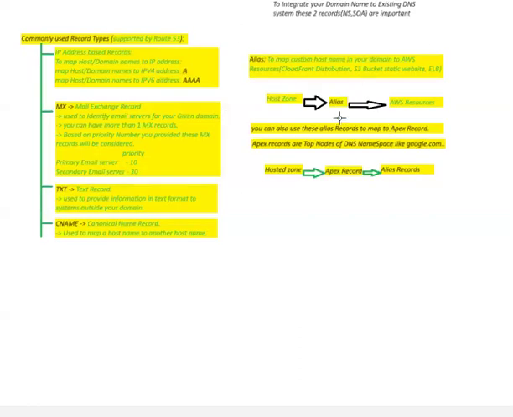So these are the record types that you need to remember and utilize while using a DNS service or outside your DNS service in AWS, while registering your domain name and hosting your website.